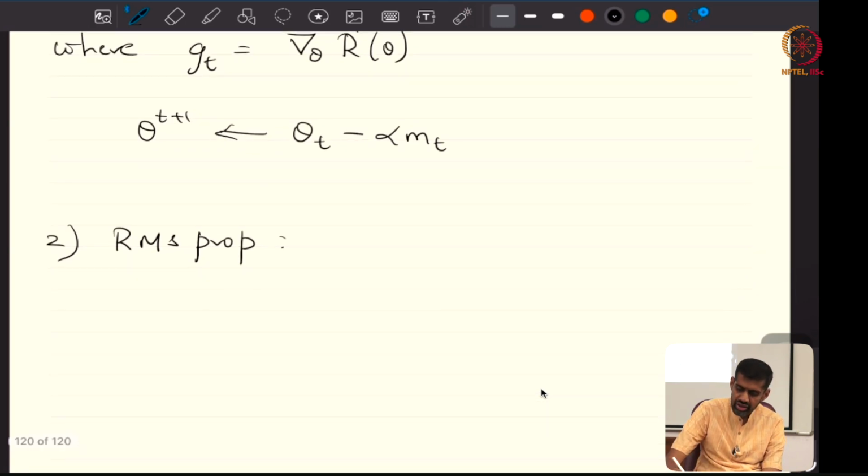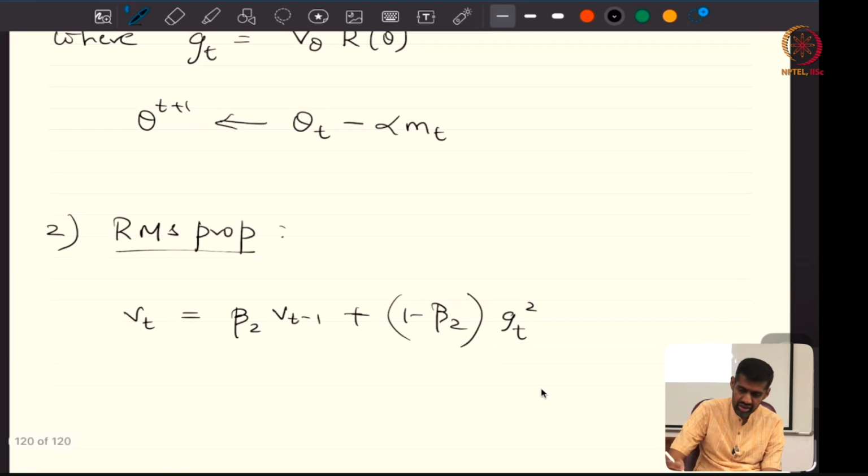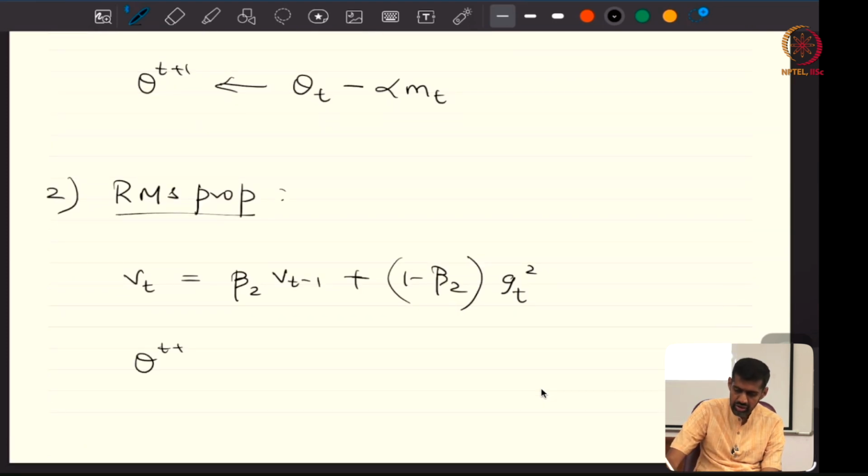Here, instead of averaging the gradient, you average the second order term, the square of the gradient. Define V_t to be beta 2 times V_{t-1} plus 1 minus beta 2 times g_t squared. We are accumulating the squares of the gradients here. Now, you make theta t plus 1 to be theta t minus some alpha divided by root of V_t times g_t.